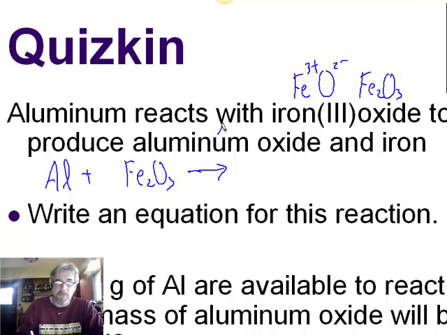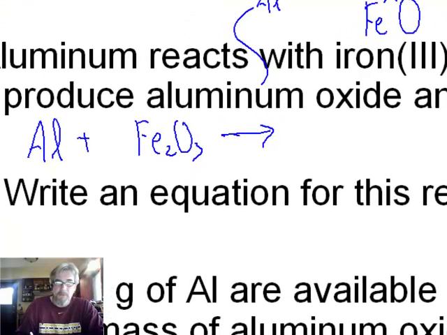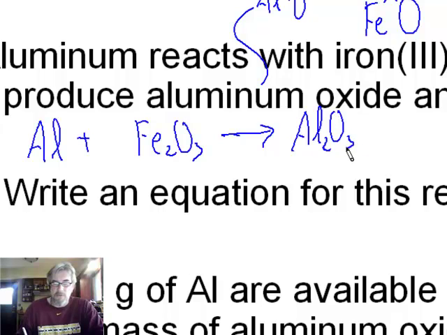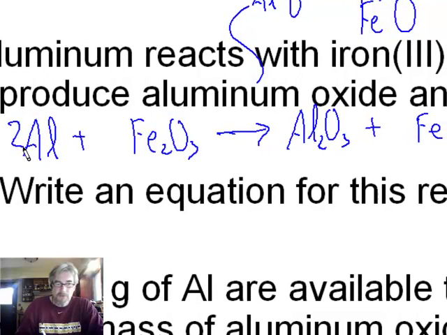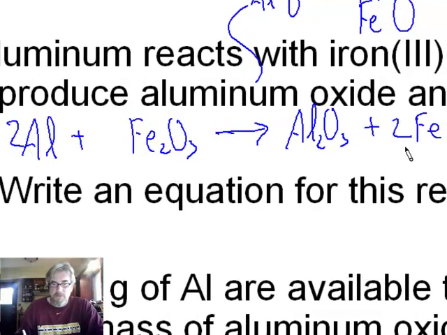Well, aluminum is 3+, because it's column 3. Oxygen, of course, is 2-. We just saw that. And so Al2O3 is what we get when we charge swap. And iron, which is another element, is not diatomic, so just Fe. And it turns out that to balance, all I need to do is put a 2 in front of the aluminum and a 2 in front of the iron.